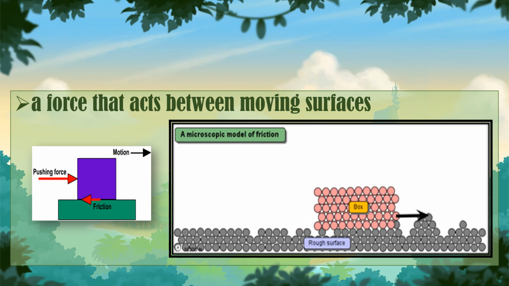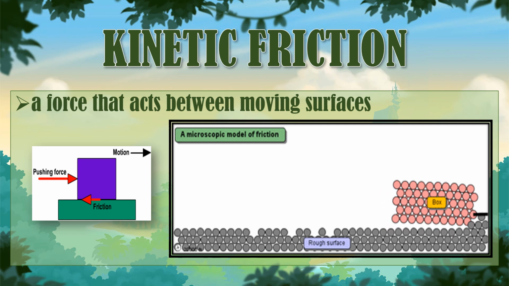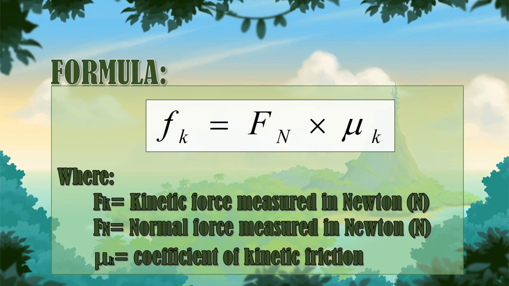Next type of friction, we have the kinetic friction. Kinetic friction is a force that acts between moving surfaces. Formula: kinetic force or kinetic friction is equal to the normal force multiplied by the coefficient of kinetic friction, where kinetic force is measured in Newton. Normal force is also measured in Newton, while coefficient of kinetic friction remains to be unitless.